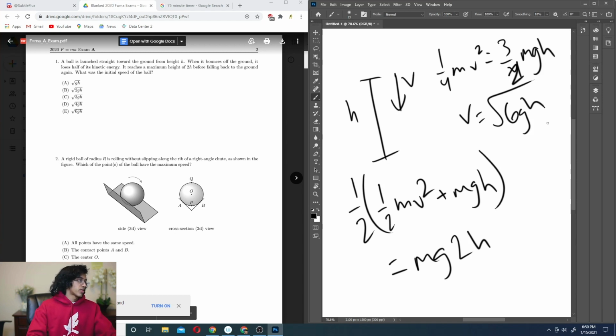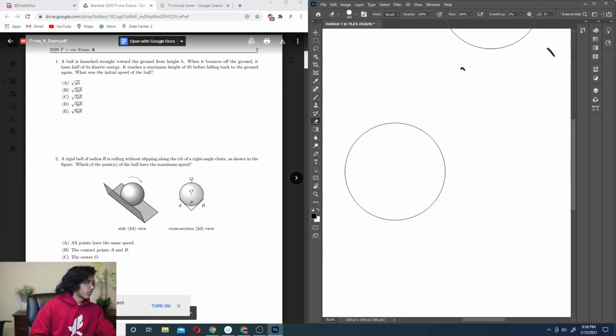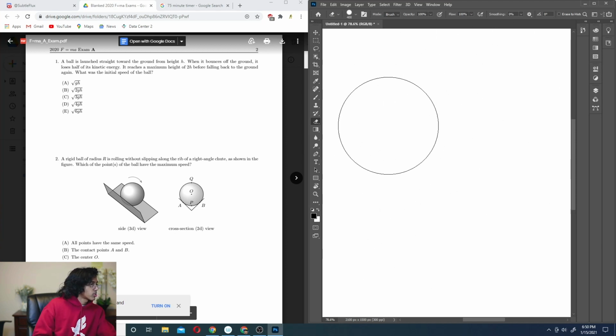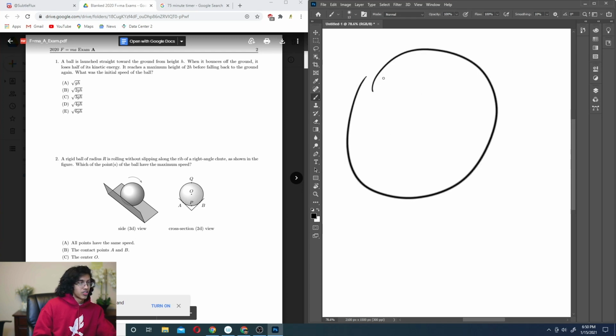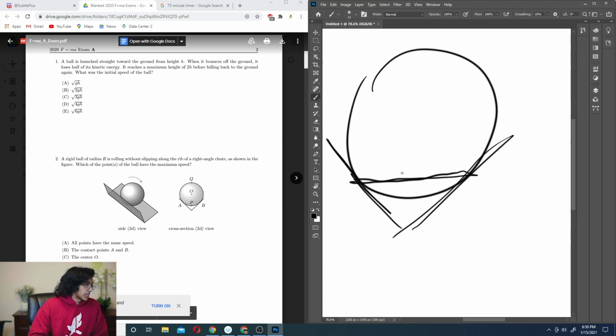Alright, number 2. A rigid ball of radius r is rolling without slipping along the rib of a right angle chute. Which of the points of the ball will have maximum speed? Okay, so essentially the idea is you basically have this, right? Hold up. Right, and you basically have it rotating around this axis, right?